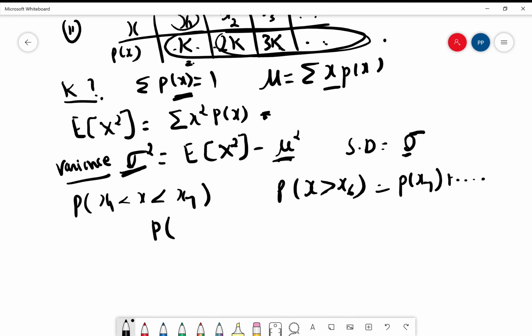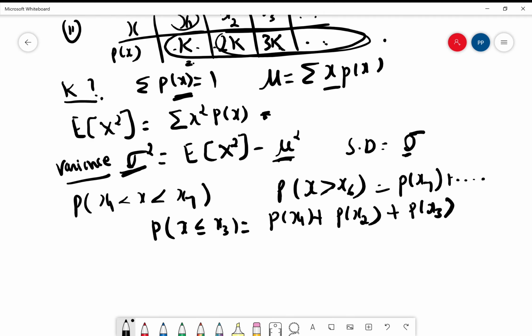Suppose it is like this, p of x less than or equal to x3. Then starting from the beginning, p of x1, we have to add all the values up to p of x3, p of x1 plus p of x2 plus p of x3. Suppose there is no equality, then take only these two values. Like that, you must find some probability values. These are the only two kinds of problems you come across here.